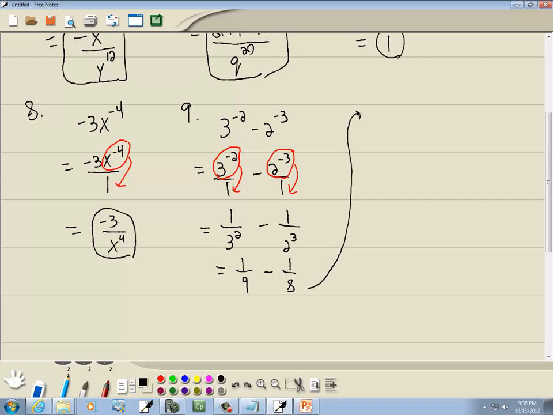Now to combine these two fractions together, we have to get a common denominator, which would be 72. Now in our first fraction, we multiply the bottom part by 8 to get that new denominator, so we have to multiply the top part by 8. On our second fraction, we multiply the bottom part by 9 to get that new denominator, so we have to multiply the top part by 9. And now that they have the same denominator, I can combine them together. 8 minus 9 gives us negative 1 over 72. And that's our answer.